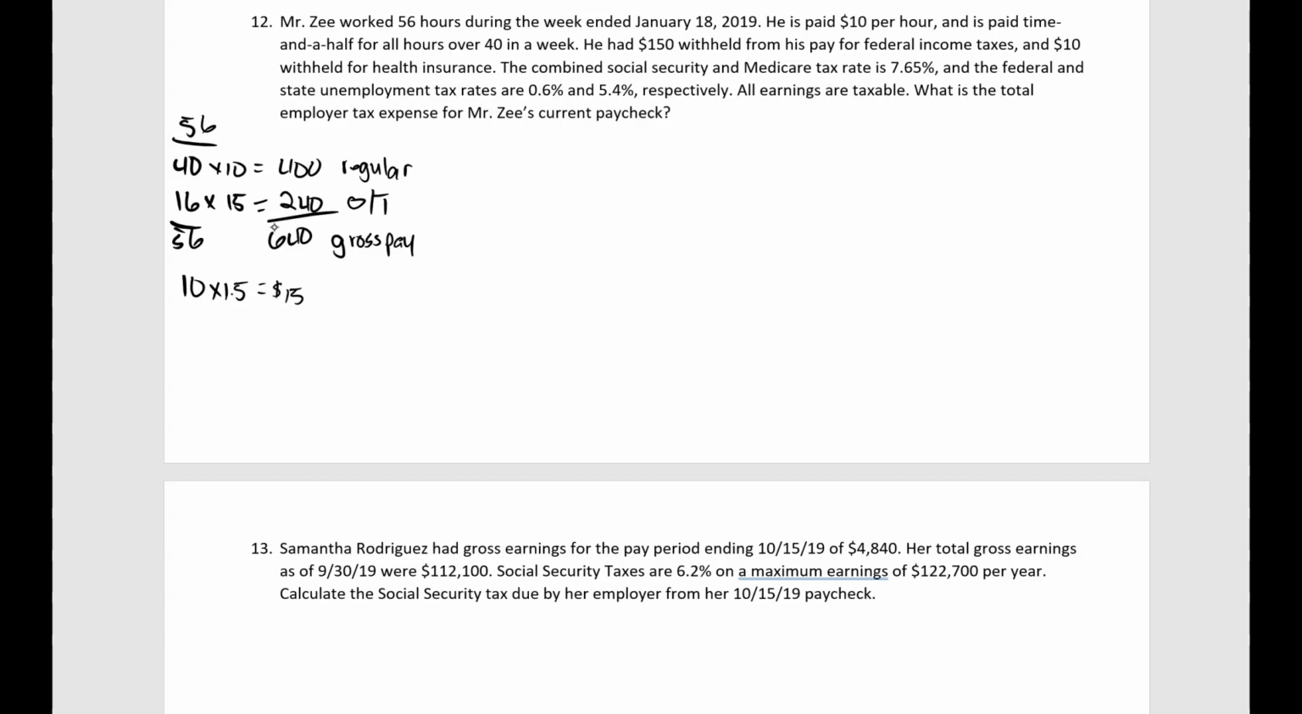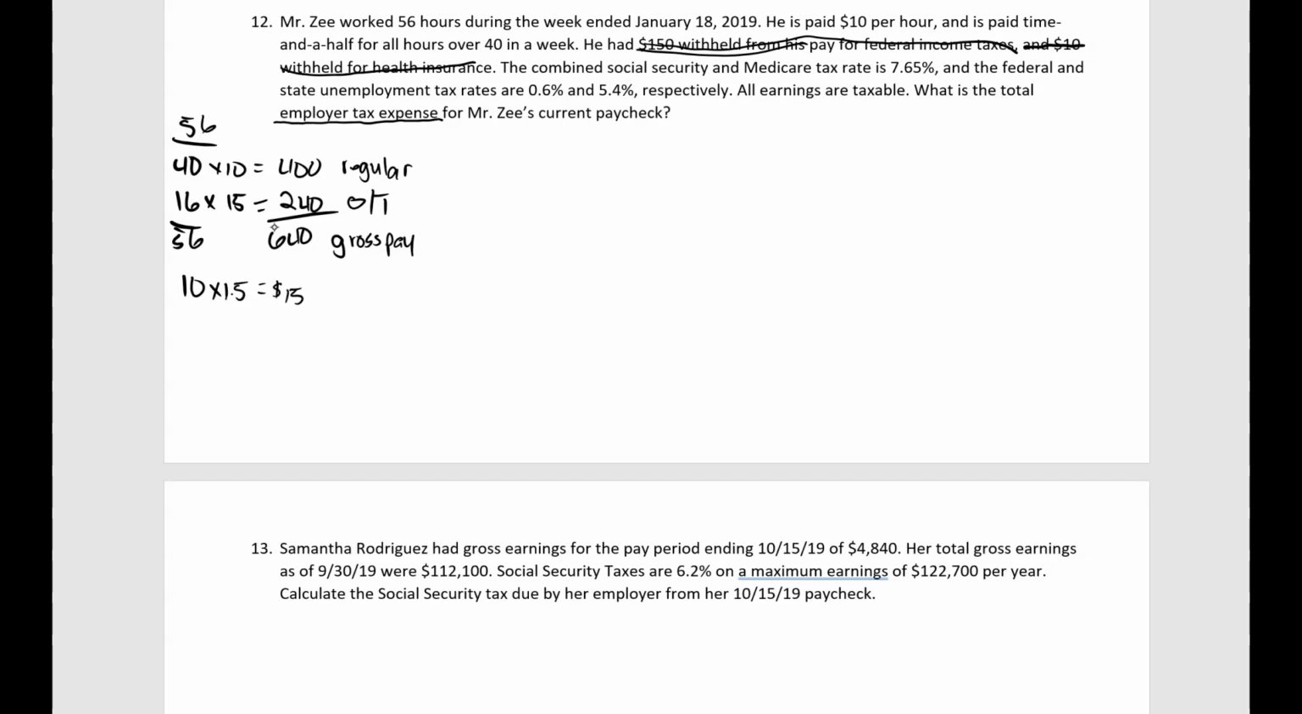Z's current paycheck? So they're giving you a bunch of information. You're going to have to pick out what is relevant to this. We're only looking for the employer tax expense. That's it. The employee pays some and the employer pays some. The federal income tax is the employee, so we're not concerned about this because this is what the employee pays. We only want to know what the employer pays. The $10 for health insurance, that's also an expense for the employee, so we're not worried about that.